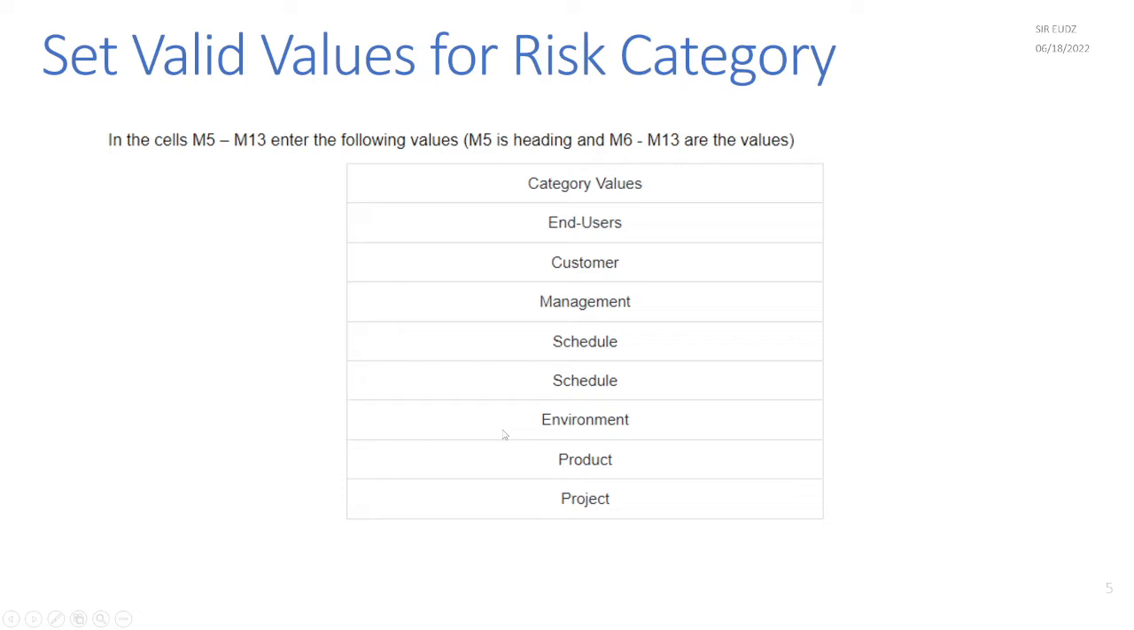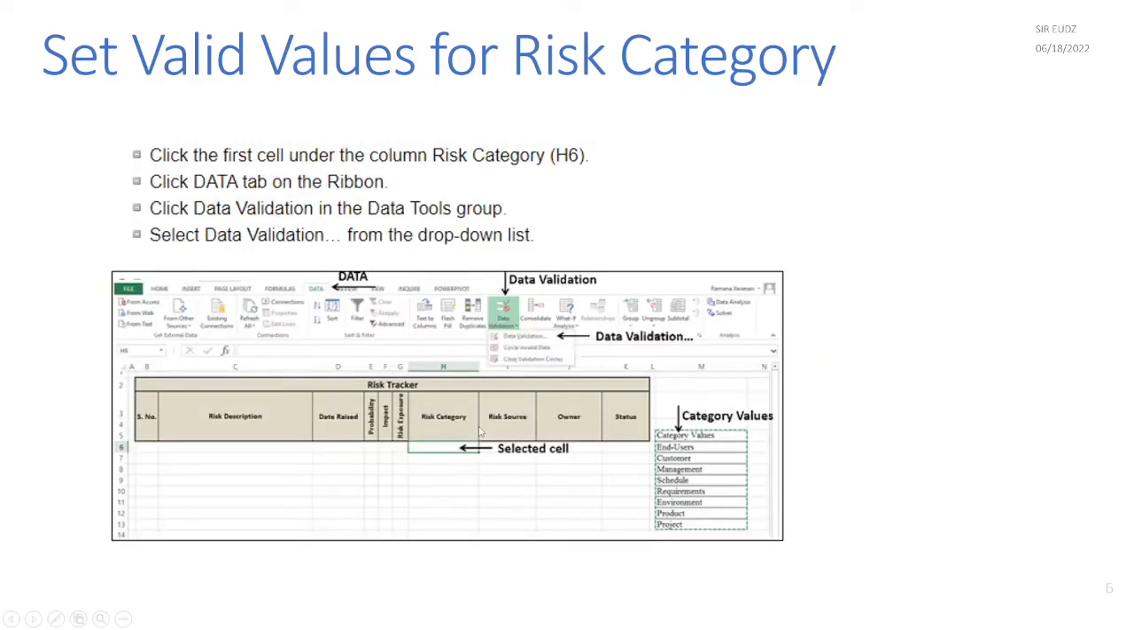Set valid values for risk category. In the cells M5 to M13, enter the following values. M5 is the heading and M6 to M13 are the values. So we have the category values: end users, customer, management, schedule, environment, product, and project. So we have only one schedule here.